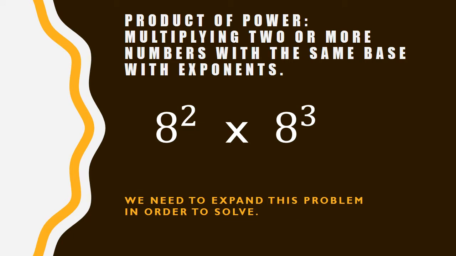Product of power. When we're talking about product of power, we're multiplying two or more numbers with the same base with exponents. Here you can see we have a base of 8 on both of these values, but we have different exponents. What we want to do is expand this so that we can consolidate or make a smaller answer. Our goal is one base, one exponent.